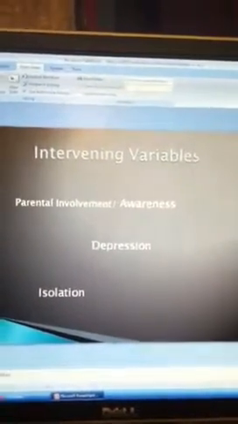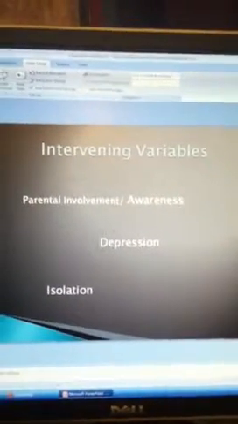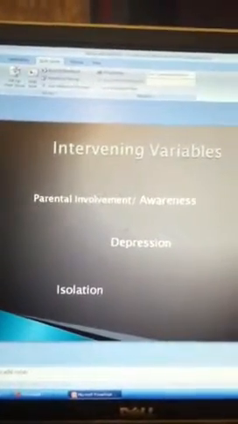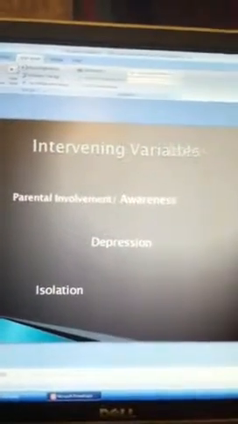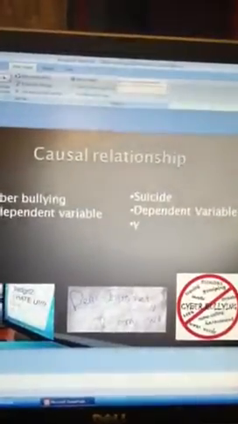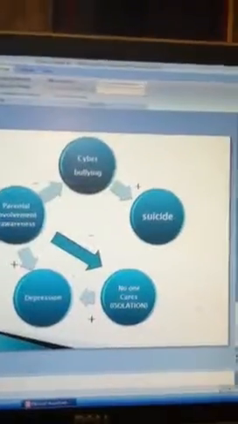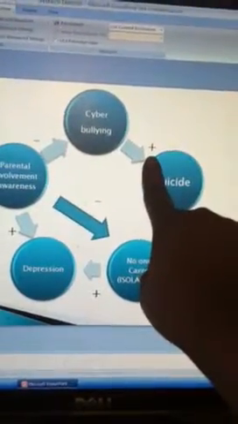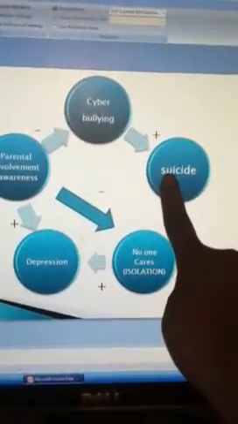There are several different intervening variables, which are parental involvement and awareness, depression, and isolation. They're intervening variables because they attempt to explain the relationship between the X, which was cyberbullying, and the Y, which is suicide. As a result, cyberbullying and suicide have a positive correlation because as cyberbullying increases, suicide also increases.